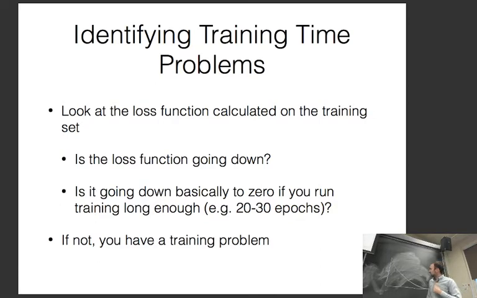So if for some reason your model is doing something like this, it's not getting close to 0, then you're probably not training. Your model is not training very well. Or if your model is going like this on the training set, then this is also a bad thing, and you have a problem somewhere.